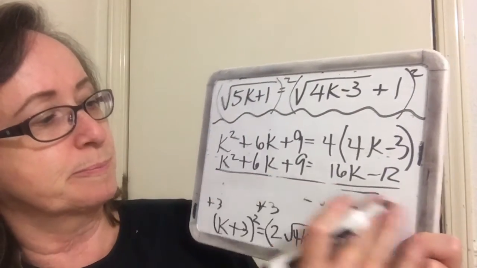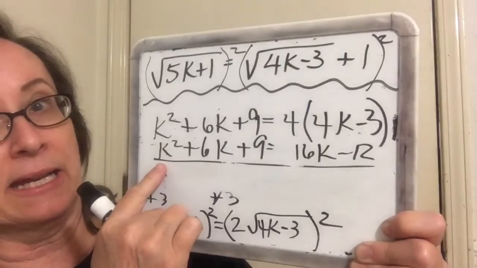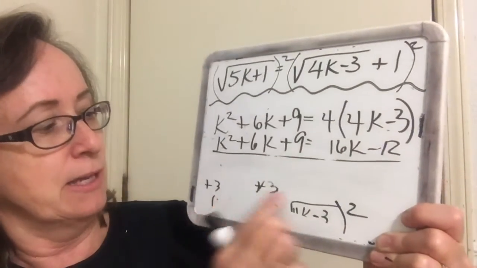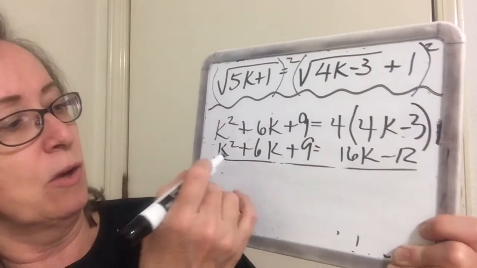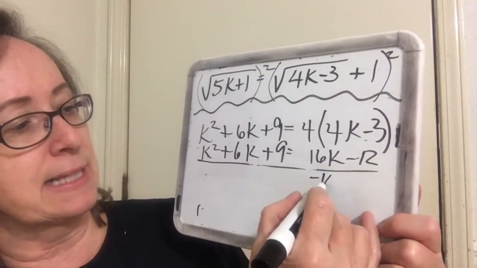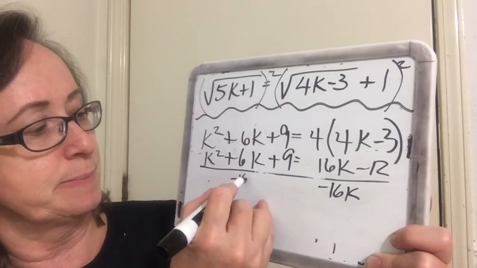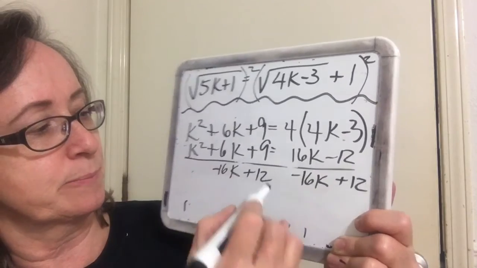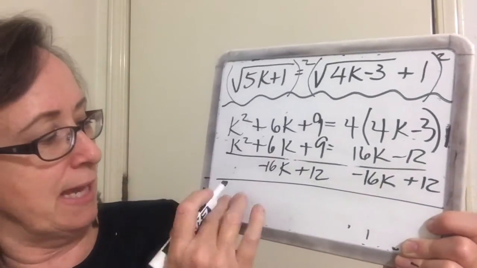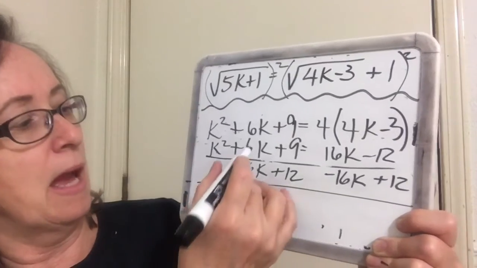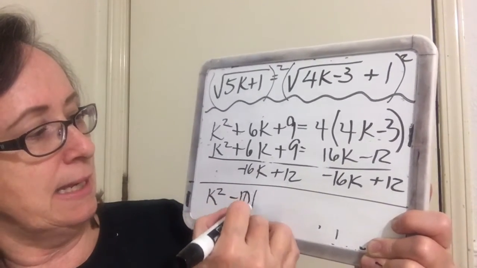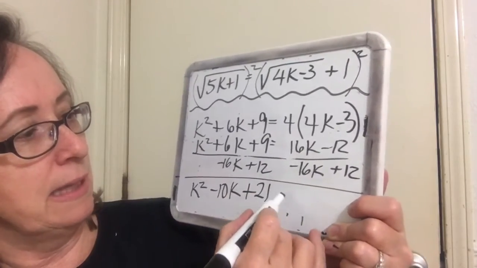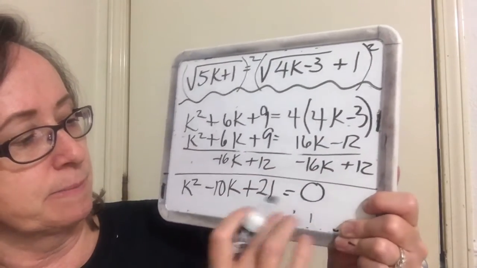Now, because I have a quadratic, I want to get everything on the left with a 0 on the right. Okay, so we're going to do that. We're going to subtract a 16k from both sides. And we're going to add a 12 to both sides. So now what do I have left? I have k squared minus 10k plus 21 equals 0.